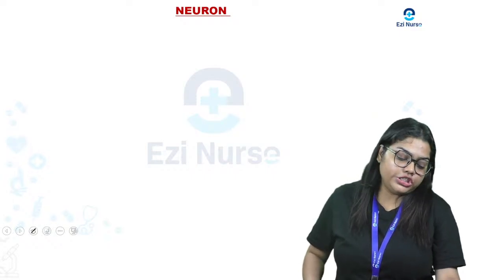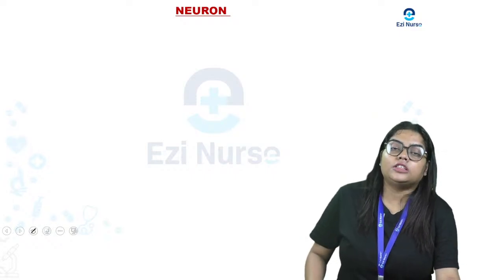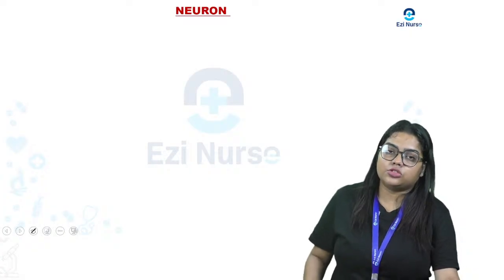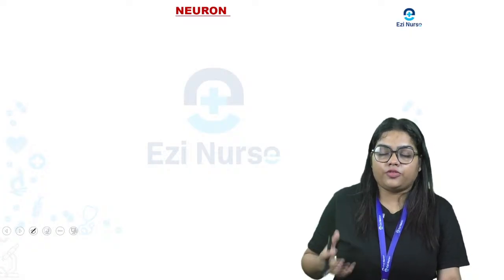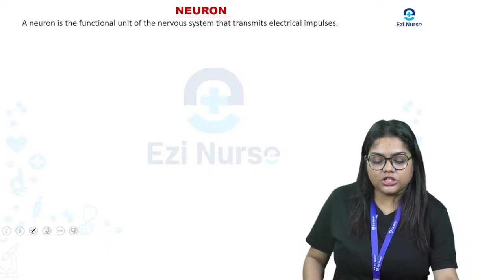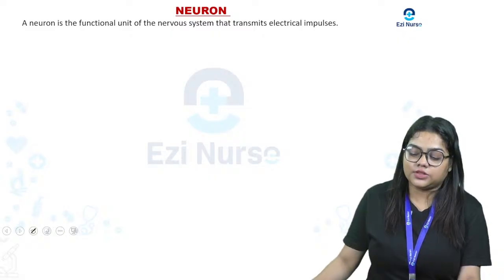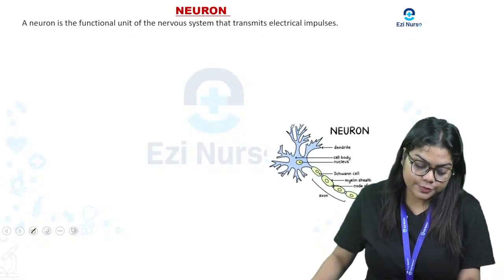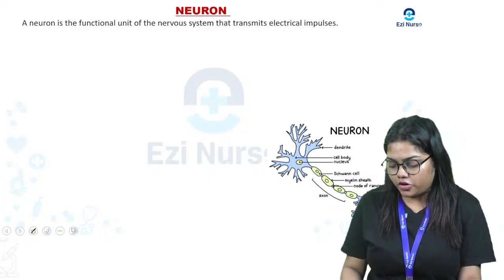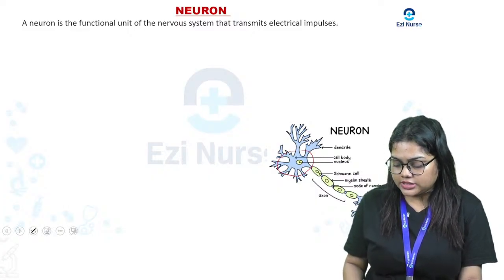Next we will come to neuron. So neuron is actually the most important functional unit of the nervous system. Neuron is a functional unit of the nervous system that transmits electrical impulses. Okay, so here you can see the neuron structure. It has a body, the cell body. Okay, this is the cell body.